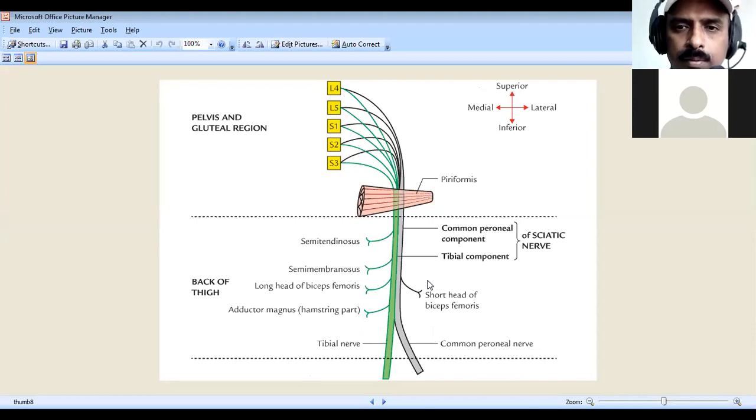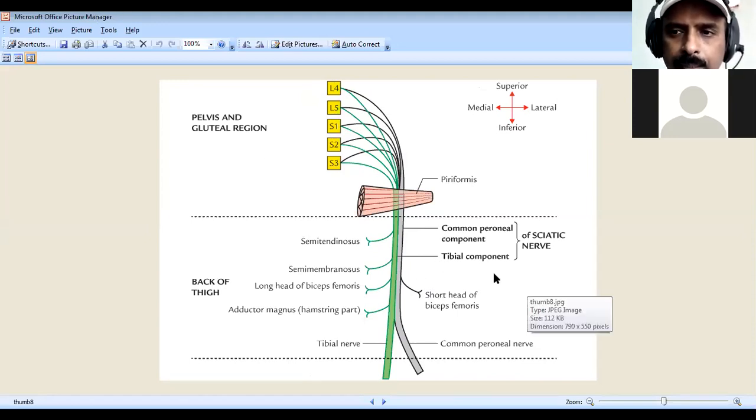This picture shows the pelvic region. L4, L5, S1, S2, S3 are the root values of the sciatic nerve. And here you have the tibial nerve, which supplies almost all the nerves I have told you, and the common peroneal components, the short head of biceps, almost all supplied. So with this, you should know what the sciatic nerve is.